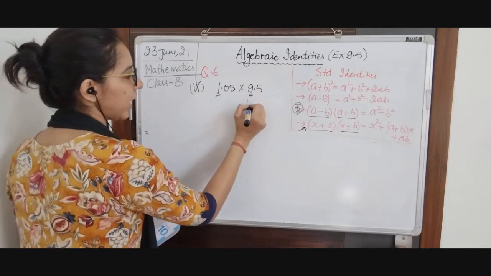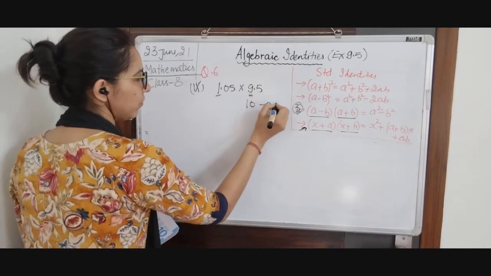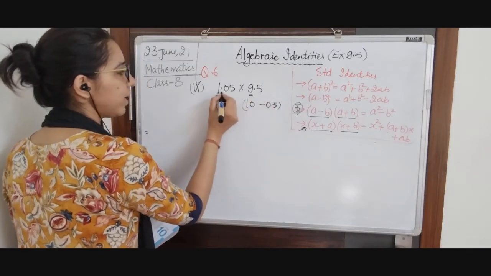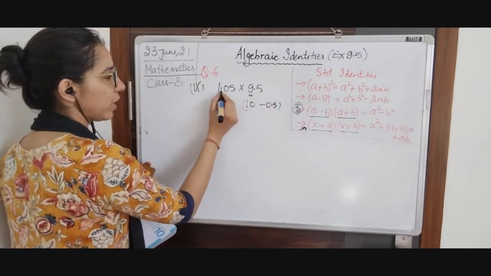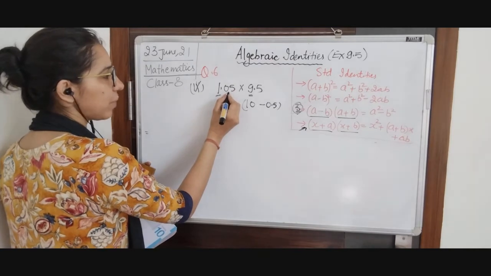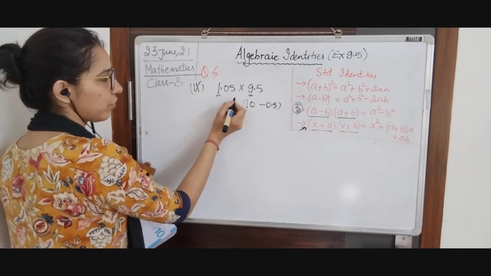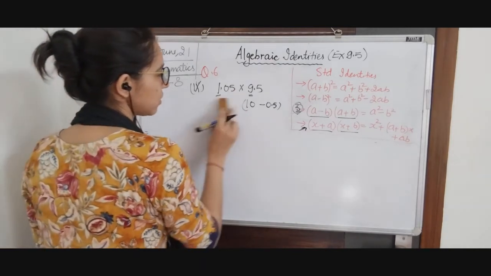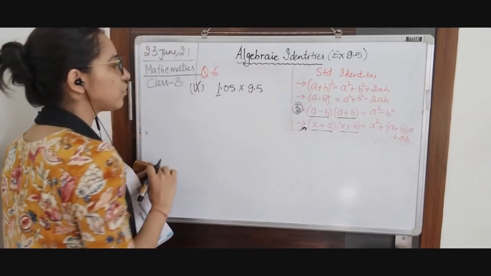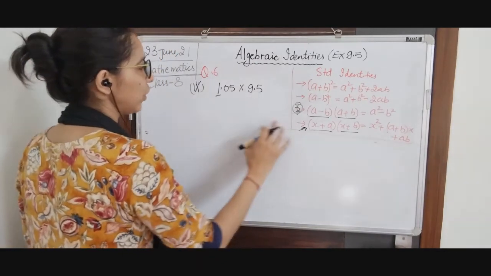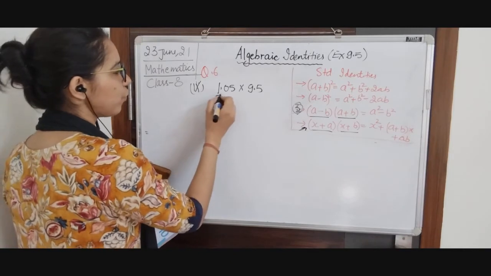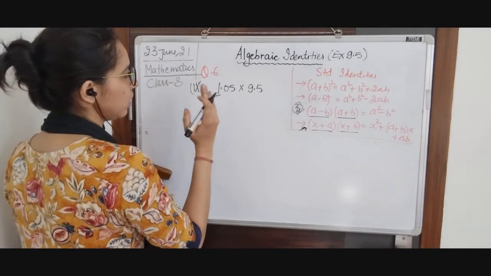So if we can write it as 10 minus 0.5, and if we move the decimal from here to here, we can write this term as 10 plus 0.5. So we are going to make the changes first, otherwise we won't be able to use any of the identities. So I want to move the decimal to the right side.